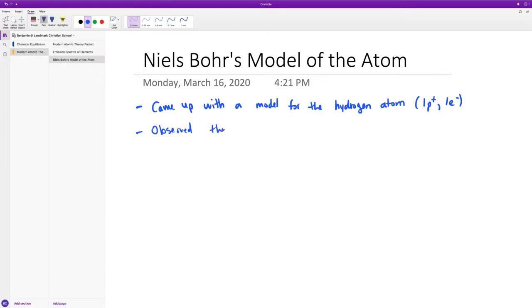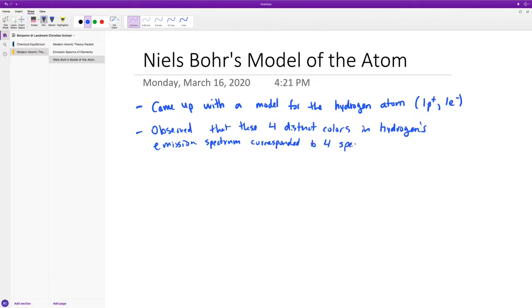Okay, so he observed that these 4 distinct colors of light in hydrogen's emission spectrum corresponded to 4 specific energies.